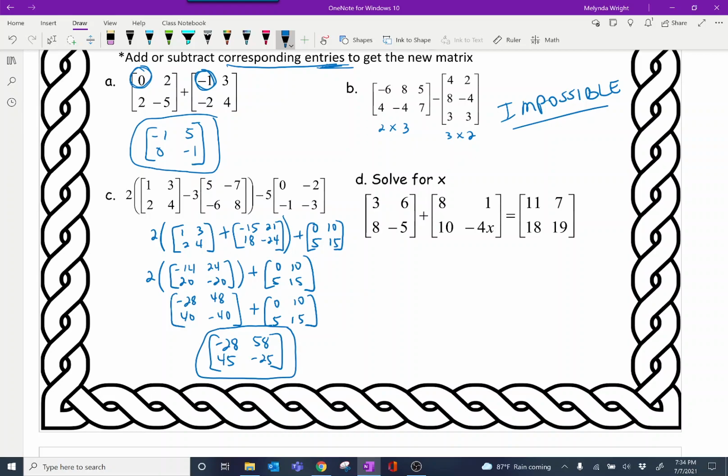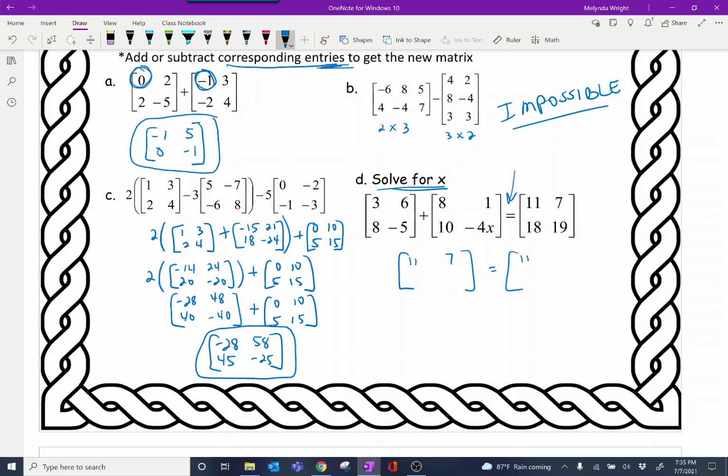Whew, okay. Oh, let's look at our very last problem. That is interesting. We've got a variable in there. Okay, this looks fun. So we're going to solve for x. Okay, so on the left side we got an equal sign. We haven't seen one with an equal sign before. Okay, we got this. So we're going to work on the left side and we're going to add these two matrices together. So 3 and 8 is 11. 6 and 1 is 7.